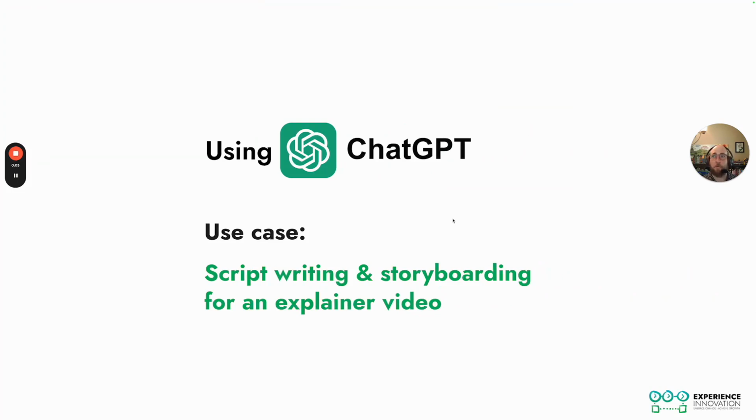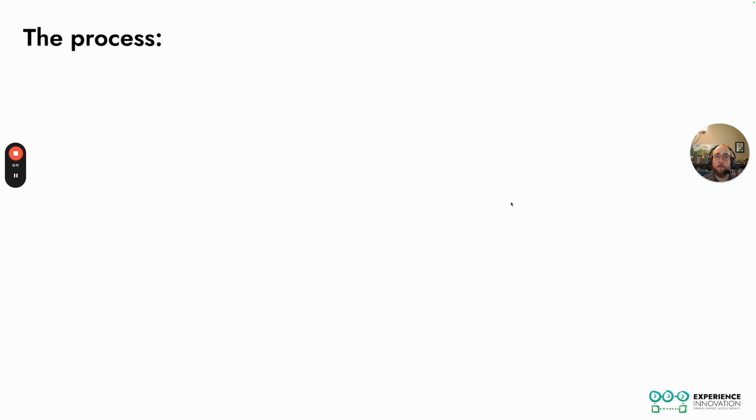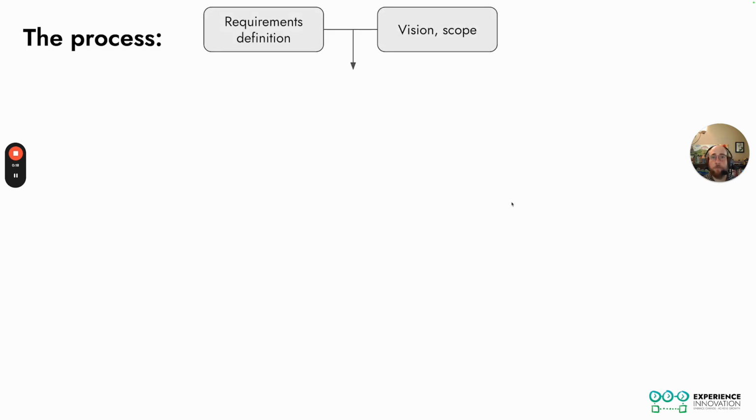Going to be looking at how we use ChatGPT, and the use case specifically is for script writing and storyboarding for our company explainer video. So with that, I'm going to like to explain the process to start. Like any creative process, it began with understanding the requirements as well as our vision and our scope.